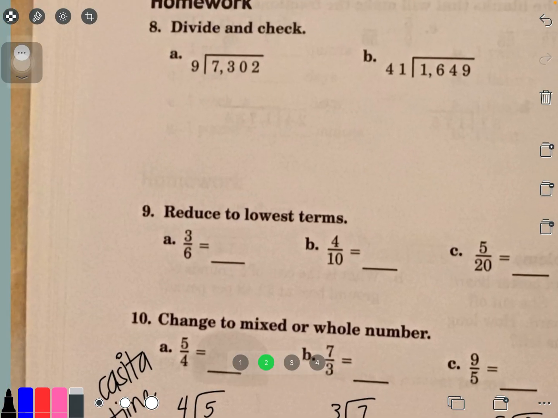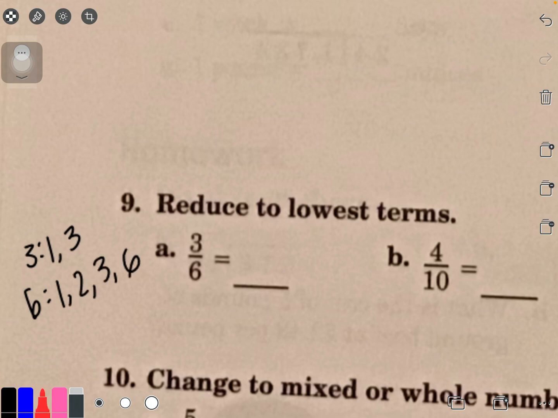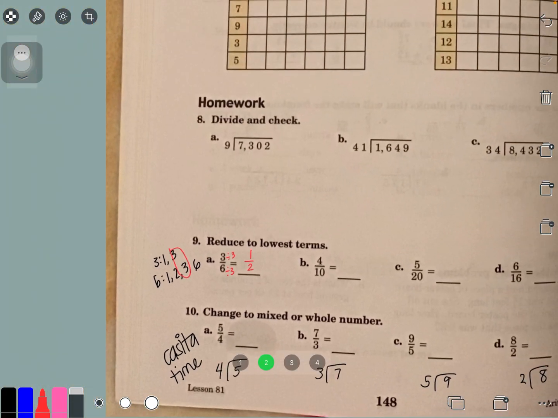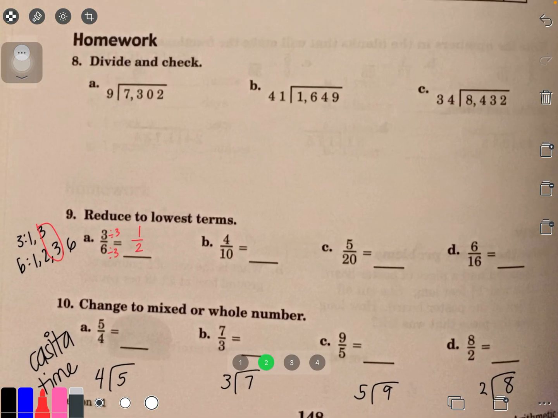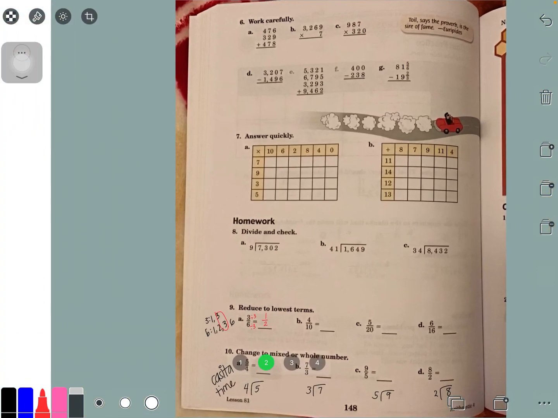Now, when you reduce, you try to find the factors. Like for number 3, you do 3. The factors are 1 and 3. 6, the factors are 1, 2, 3, and 6. What's the number they have in common? 3. So you divide by 3. So your answer here would be 1/2. That's how you reduce. And the numerator will always be smaller than the denominator. Okay? If you have any questions, again, feel free to ask me at our meeting.